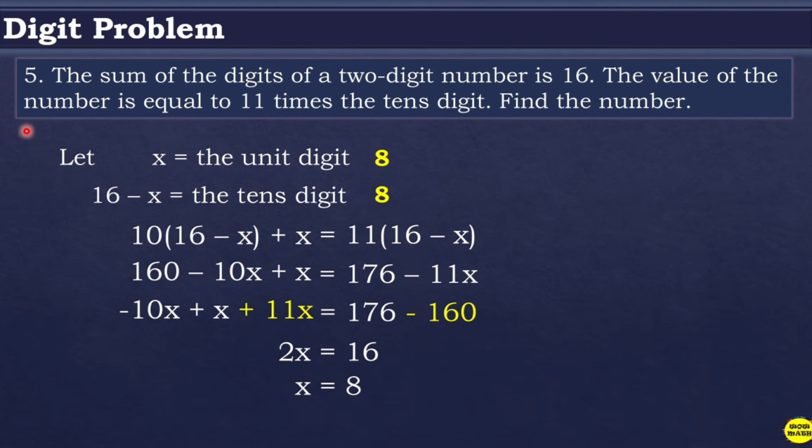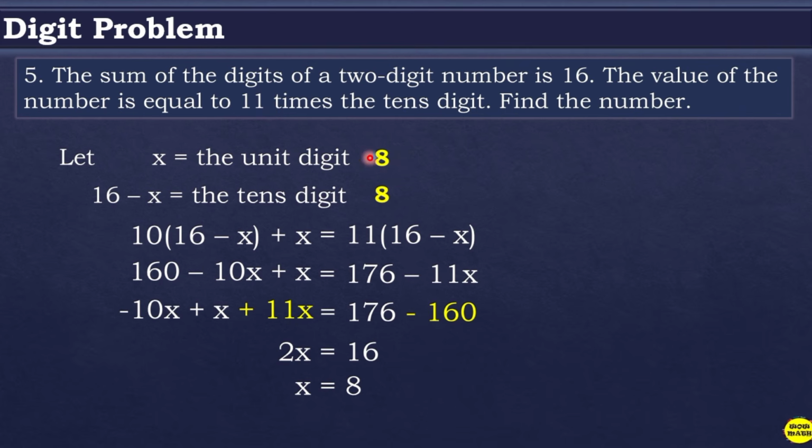Okay, balikan natin yung problem. The sum of the digits of a two-digit number is 16. I-add nga natin, dapat 16. 8 plus 8, 16. So, therefore, eto pa, the value of the number is equal to 11 times the tens digit. So, ang value daw nito, yung 8, pag tinimes mo daw siya sa 11, ayan ha, the value of the number, itong 8, pag tinimes mo daw sa 11, ang magiging result ay yung tens digit.